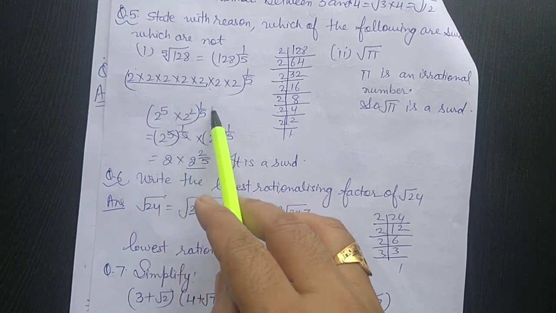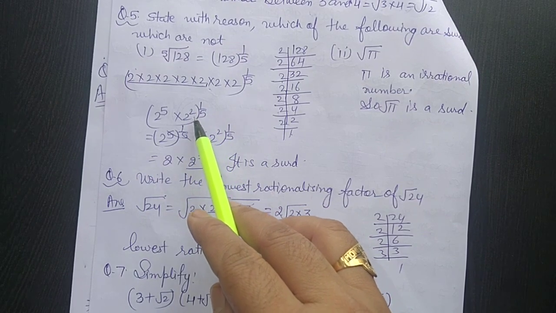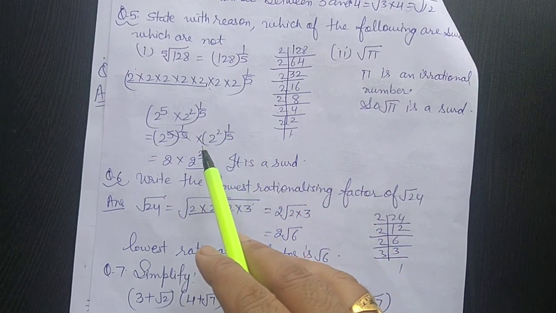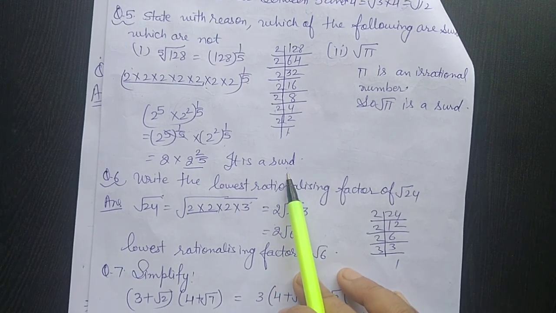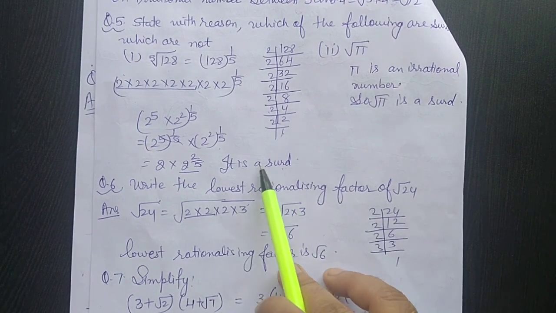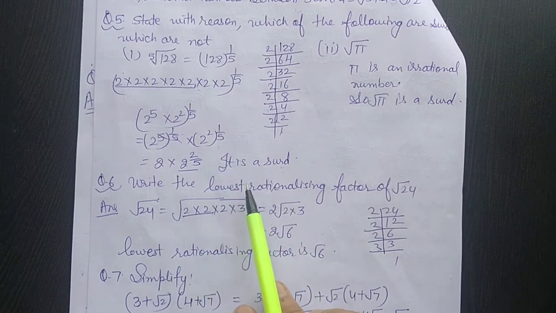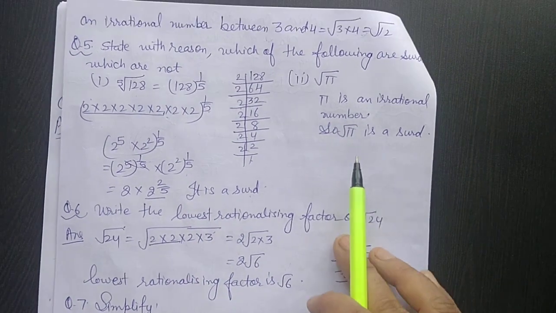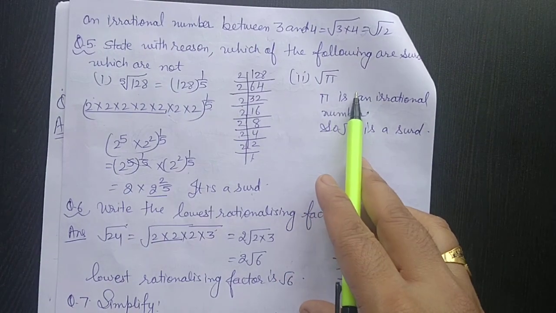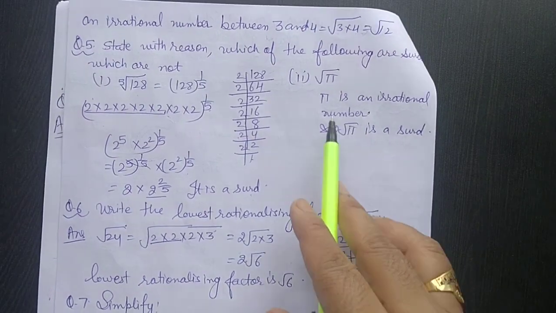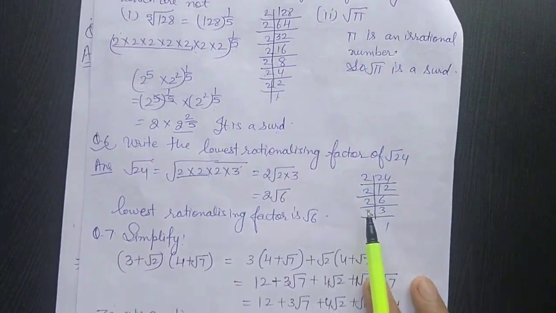If any number in the power form is still left, then your answer is a surd. If nothing is left in the power form, then your answer will be a rational number, it is not a surd. Here I am also taking the example of square root of pi. Pi is already an irrational number, so square root of pi will be a surd.